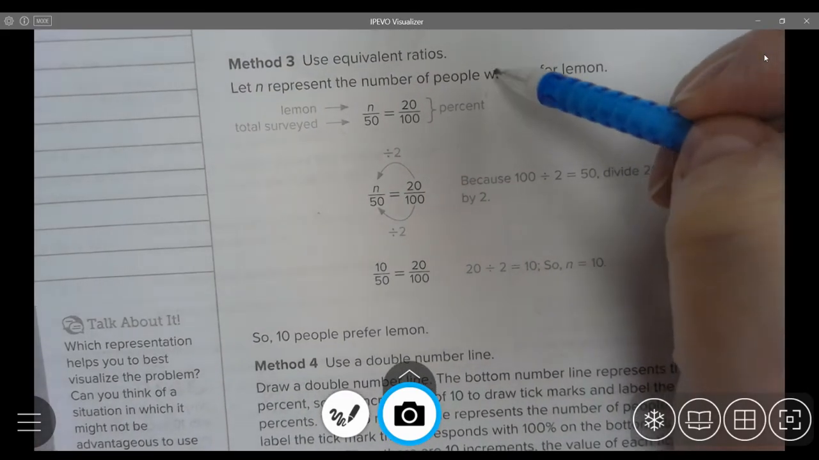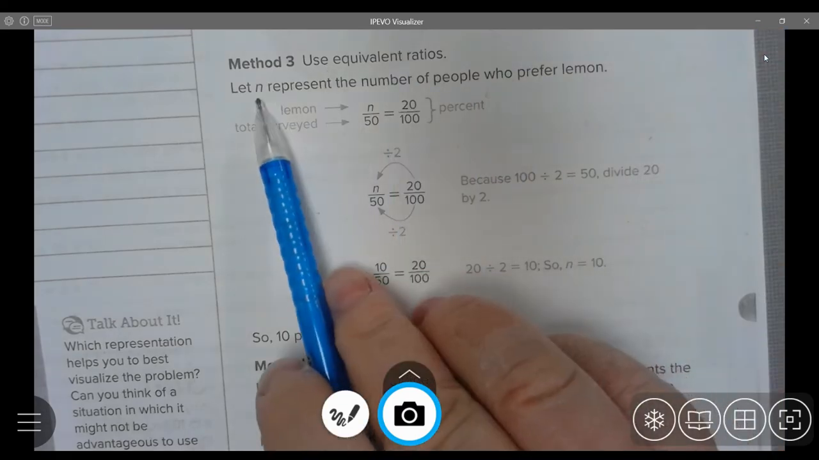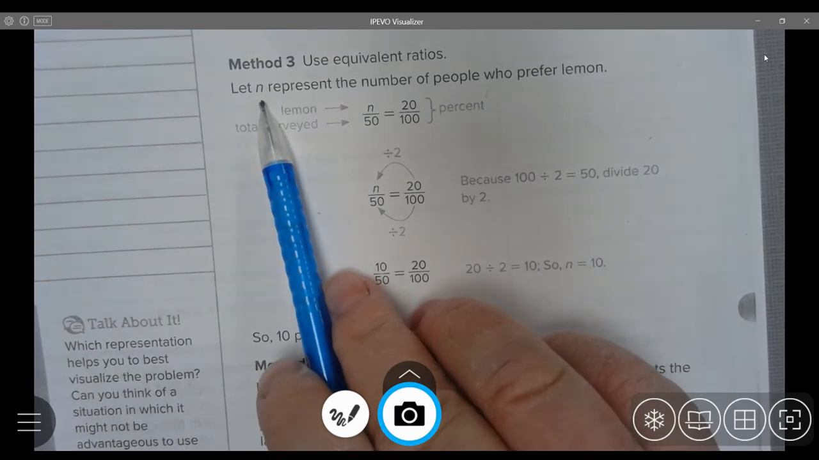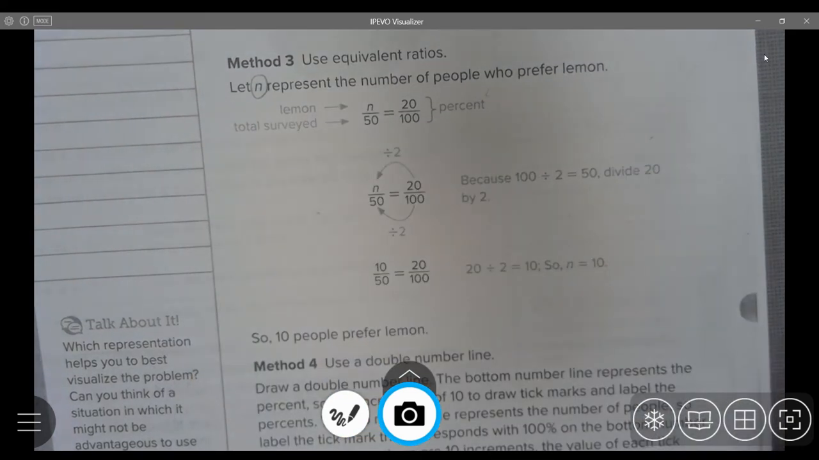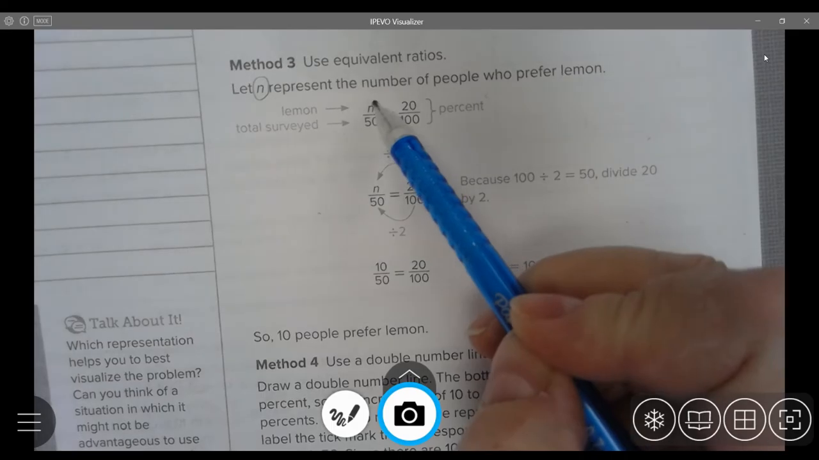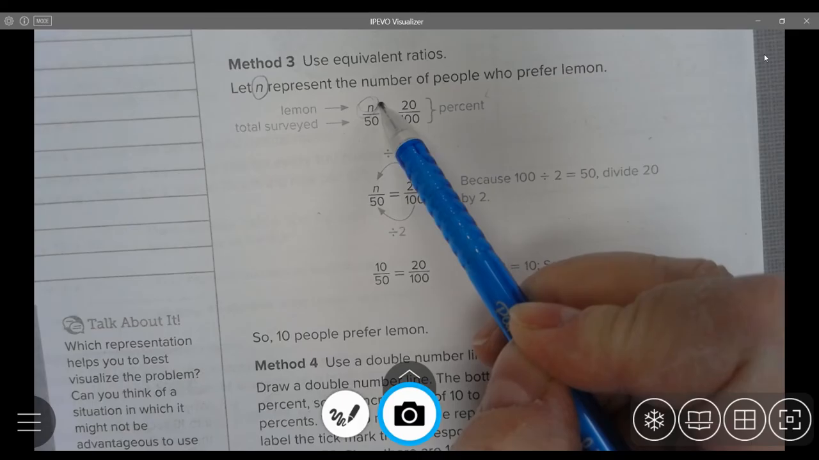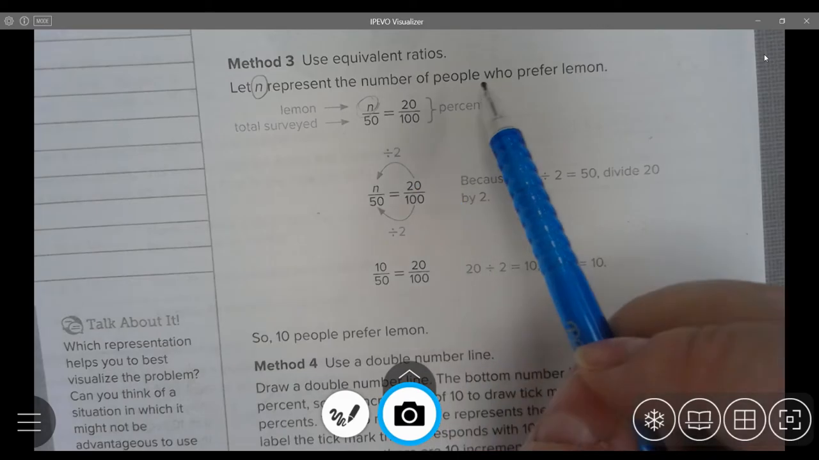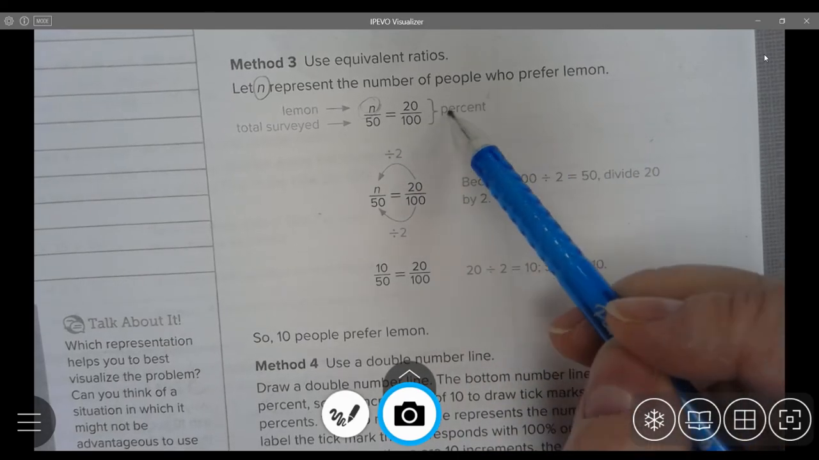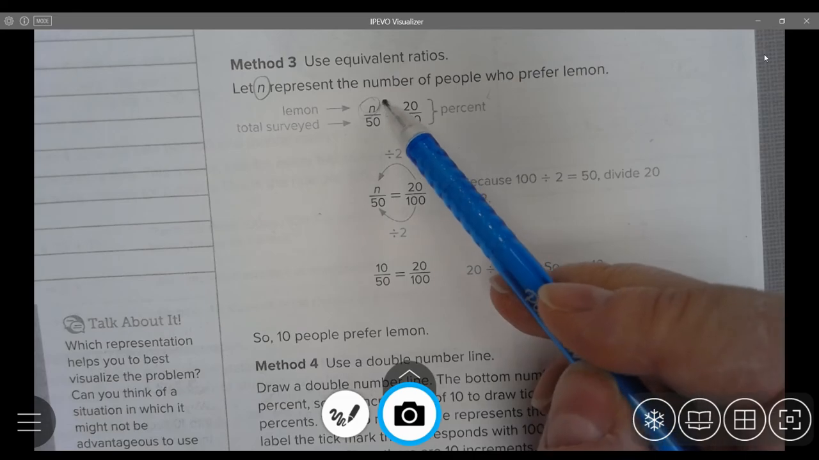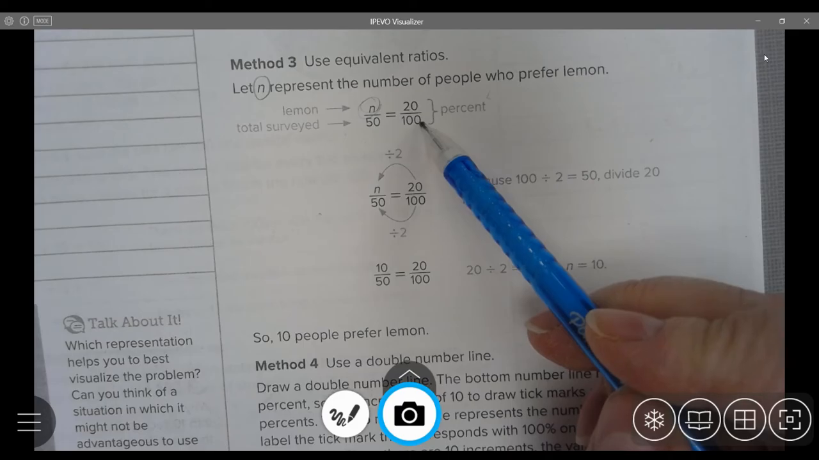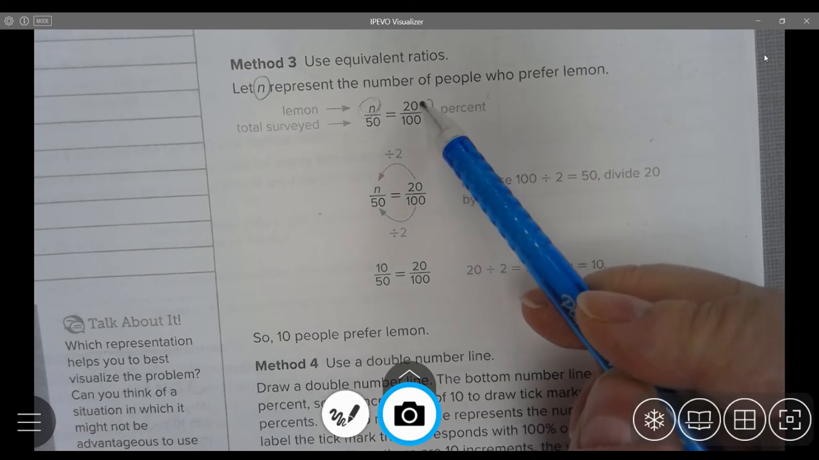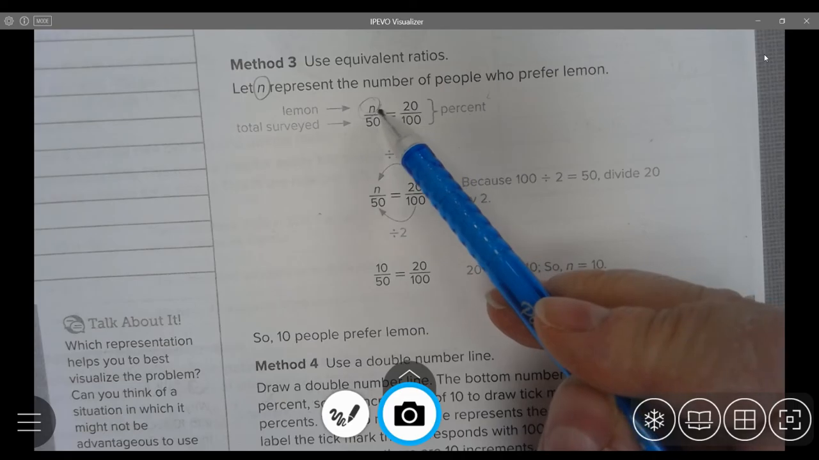Another way, method 3, would be using equivalent ratios. So we would let n be a placeholder, a variable, to show that we're looking for this answer. So let n represent the number of people who prefer lemon. 50 represents the 100% because 50 people were surveyed. 20% would be the number of people that prefer lemon.